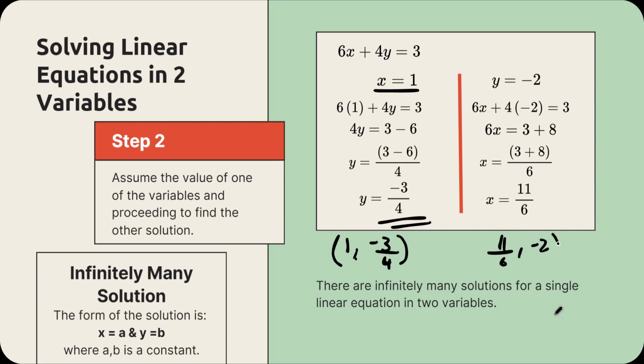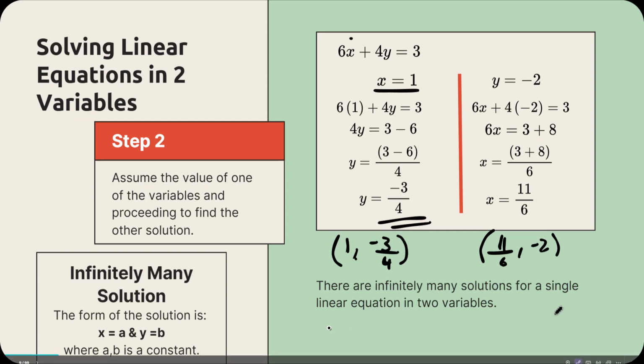The same way, try putting 0. If I put x is equal to 0, what is my y? Think about it. If you put x is equal to 0, what will be your y? Try to do it mentally. You'll get 0 into 6, it'll become 0. 4y is equal to 3. So what is y? So if I put x is equal to 0, what will be your y? Y is equal to 3 by 4, correct?